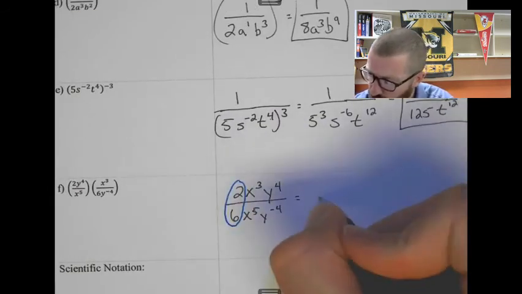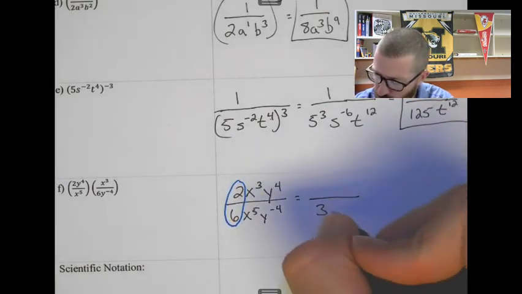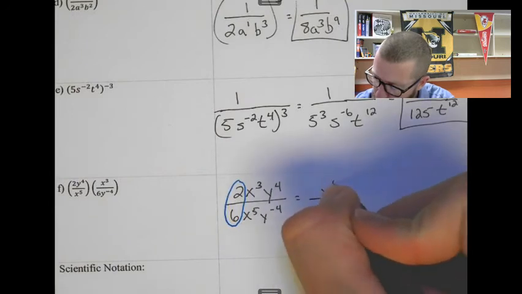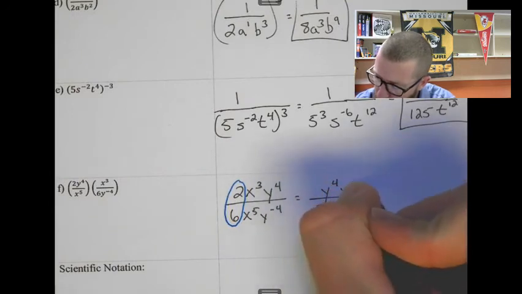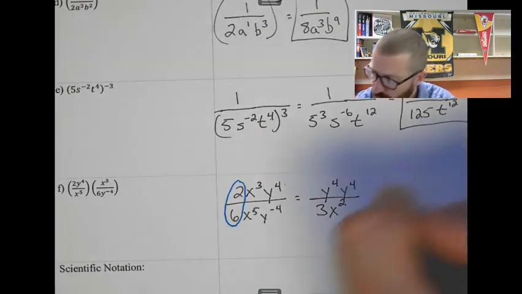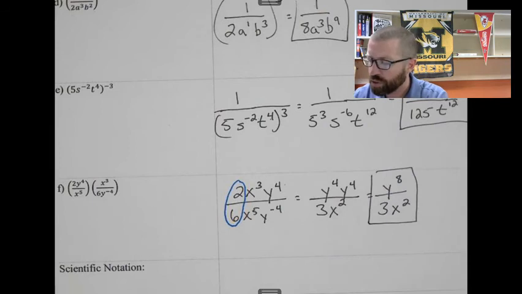So 2 goes into 6 3 times, so 3 is on bottom. 5 minus 3 is 2, and the bigger number was on bottom, so that's where the x squared goes. And then let's do this in 2 steps. Let's move the y to the 4th up and make it positive. You could also subtract. You could say the bigger number is 4, 4 minus negative 4 is 8. But that's a place of error and confusion, so we just try to get rid of negative exponents. And there's your final answer for that one.